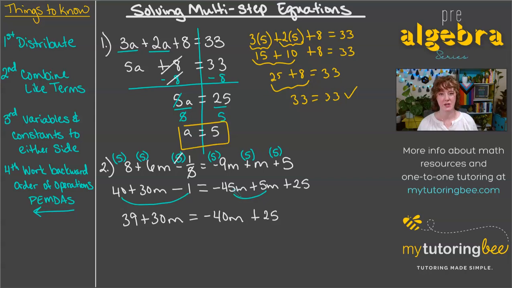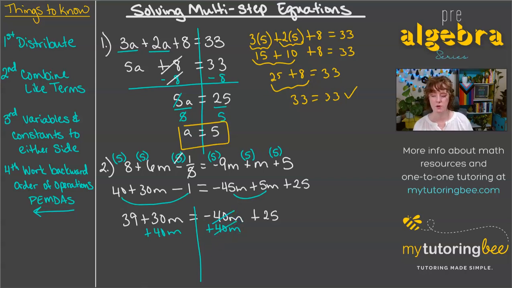I just did a video on how to solve equations with variables on both sides of the equal sign, so I recommend checking that out if this seems daunting to you. But what I'm going to do to go ahead and solve this is I'm going to start with my variable term of negative 40, and I'm going to get rid of that by adding 40m to both sides of the equation.